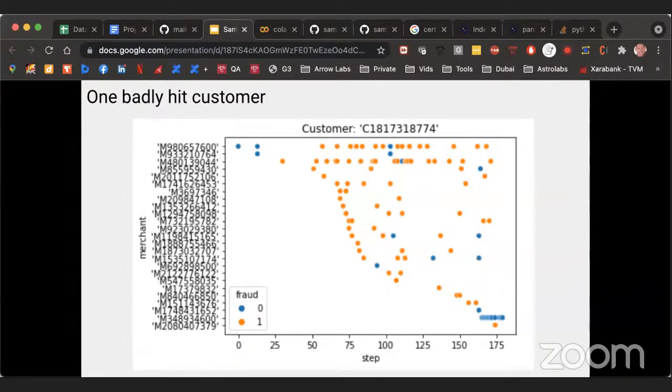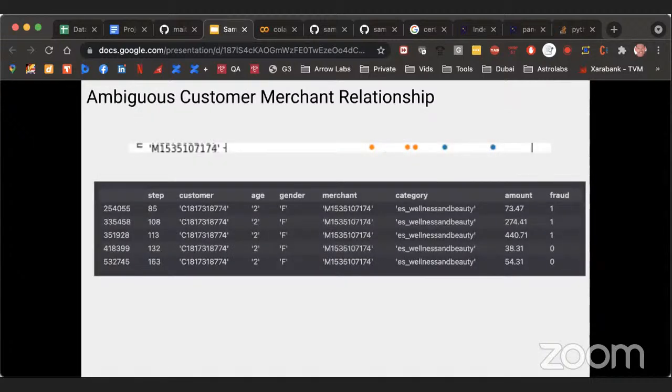And then we looked, as you can see, in general it is true that there's one normal transaction and then another fraudulent transaction happening, but it also happens the other way around. So we looked at one specific set where it's the other way around. We want to know why.